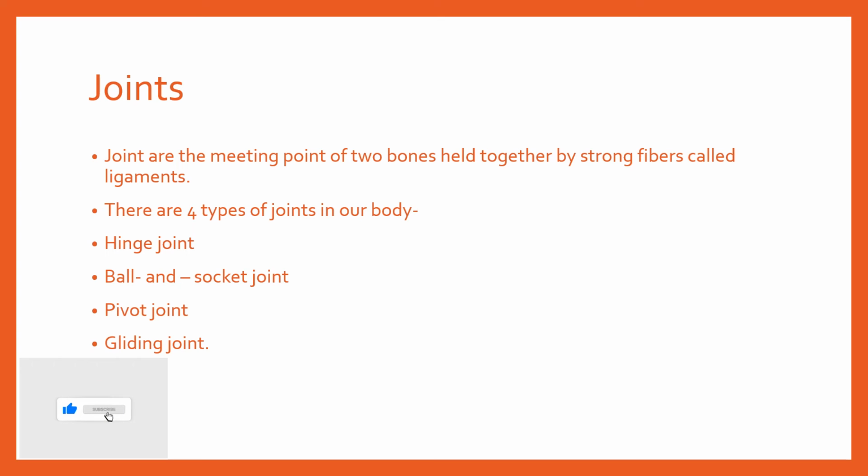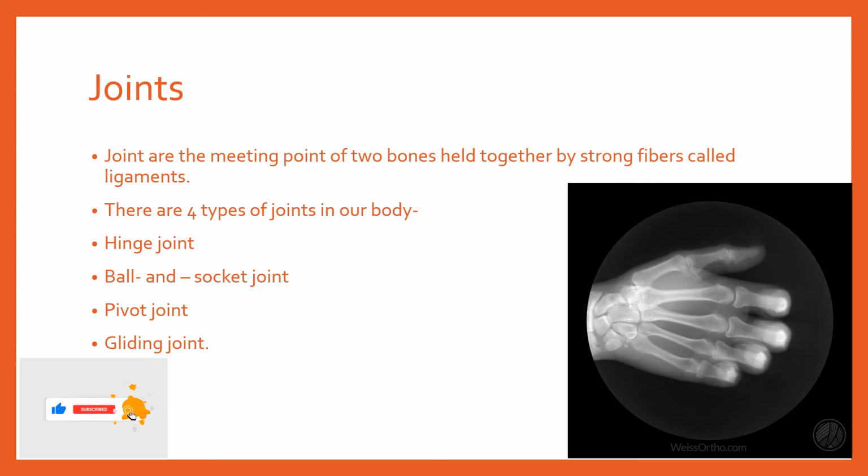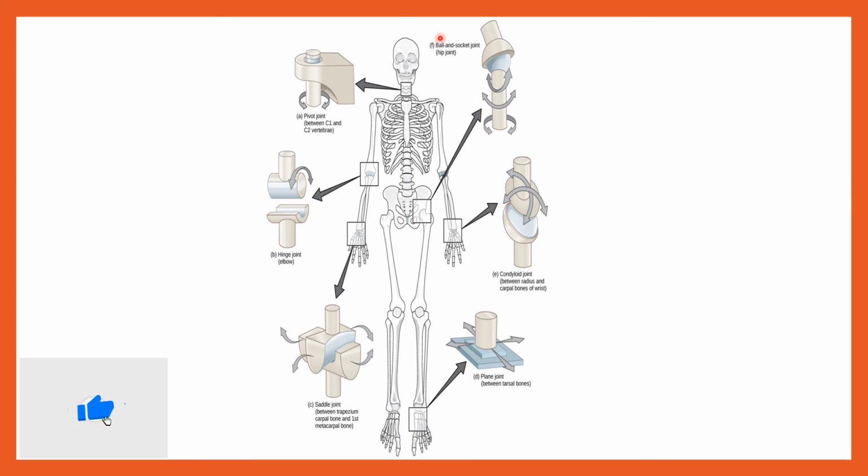So there are 4 types of movable joints in our body. Hinge joint, which is present in the knees and the elbows. Ball and socket joint, which is present in our hips and shoulders. Third, pivot joint, which is present between the skull and the spine. Fourth, gliding joint, which is present in the wrist and the ankle. So this is where a ball and socket joint is found. This is the pivot joint and this is the hinge joint.